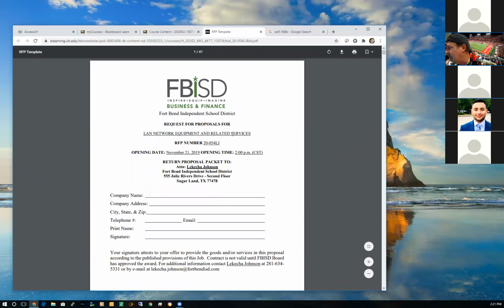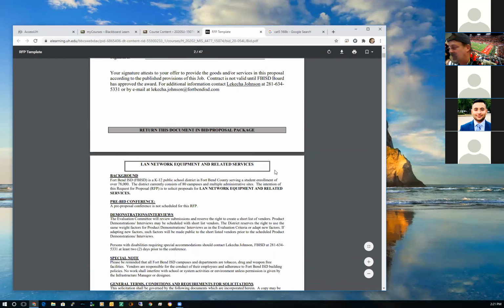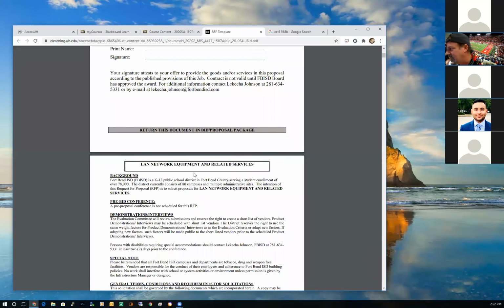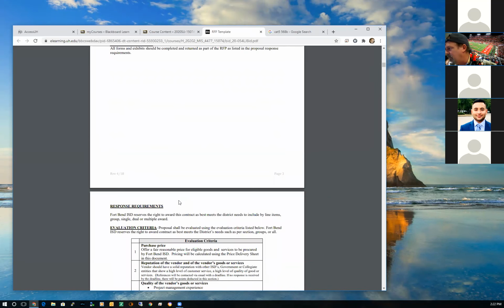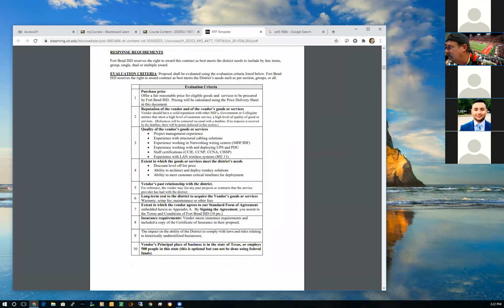It's called LAN network equipment and related services. So since we're talking about LANs today, let's just take a look at this. The first few pages don't even indicate what they need. Here's the evaluation criteria. Notice, number one criteria, purchase price. As I said yesterday, in the case of government entities, that's kind of the number one criteria, as long as all the other criteria are minimally met.